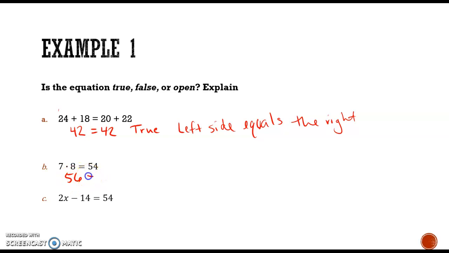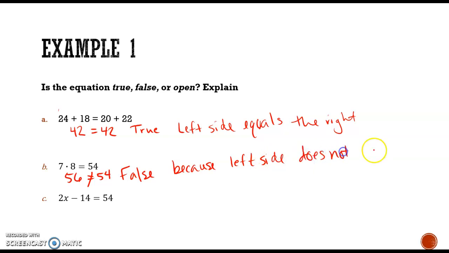All right, 7 times 8 is 56. So we're saying that 56 equals 54, but we know that's a big fat lie. And so this is false. And it's because the left side does not equal the right side.